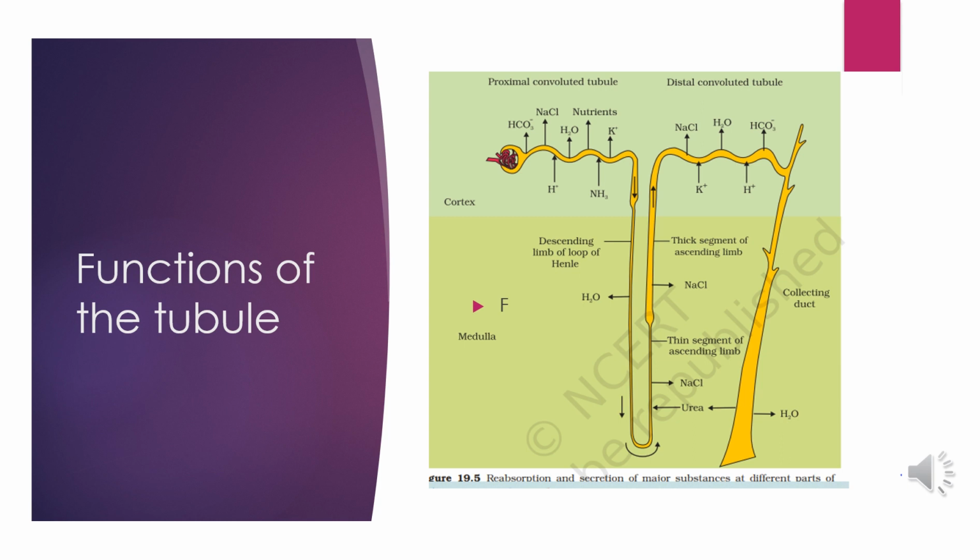Next one is the ascending limb of the loop of Henle, means the limb which is going upwards. It is impermeable to water but permeable to potassium, chloride ions and sodium ions, and partially permeable to urea. Thus in the thick ascending limb of the loop of Henle, sodium, potassium, calcium, magnesium are reabsorbed. The filtrate becomes hypotonic to blood plasma.